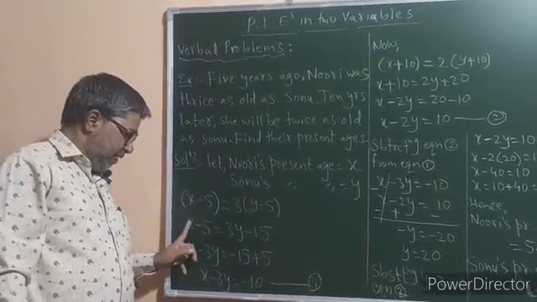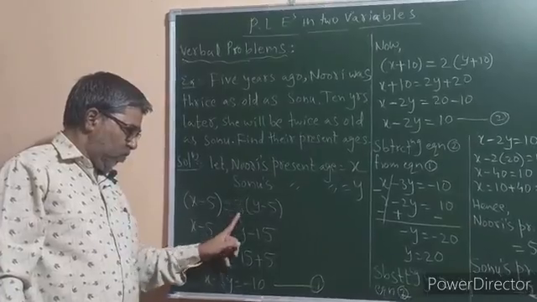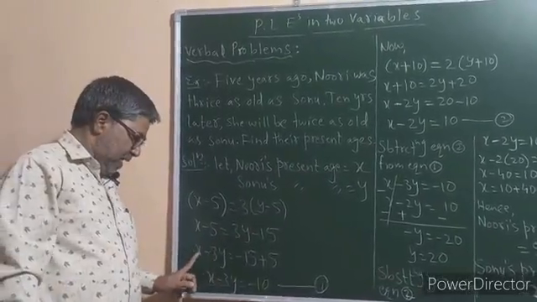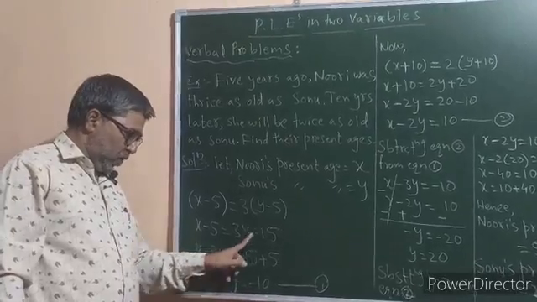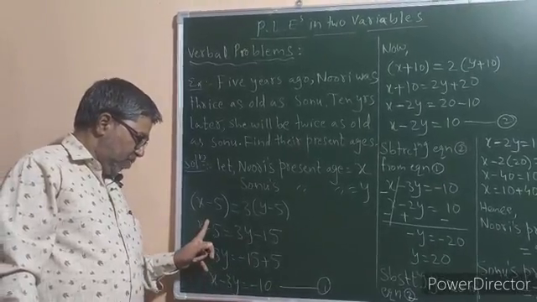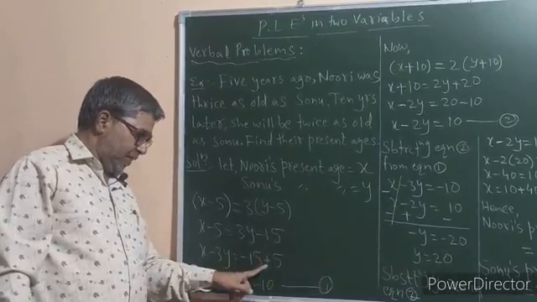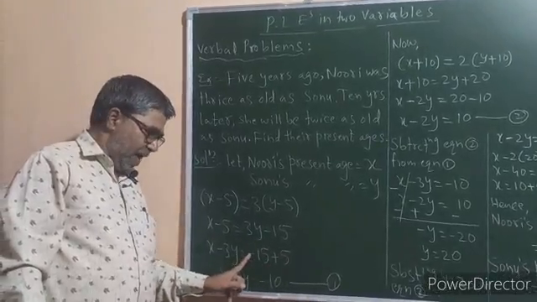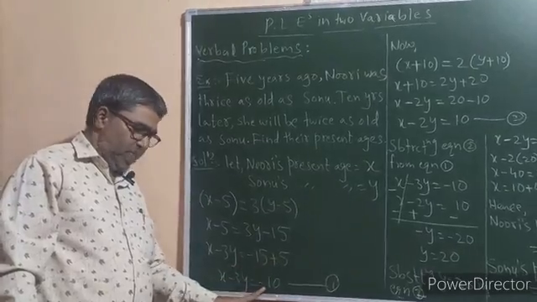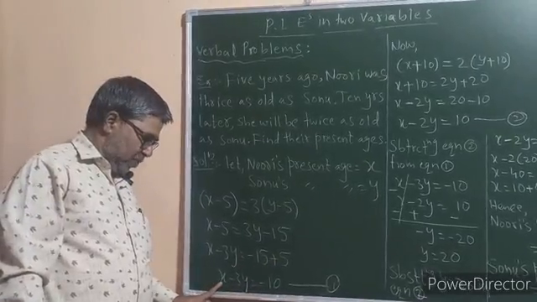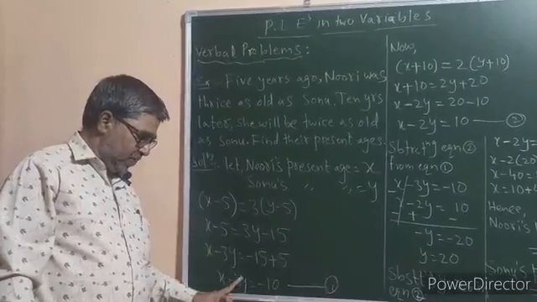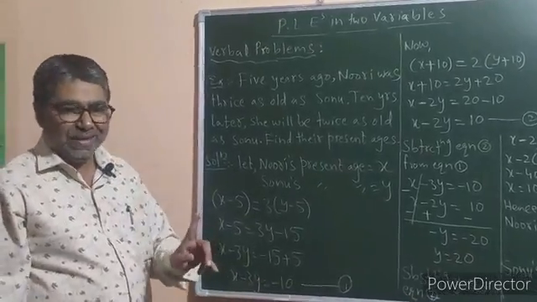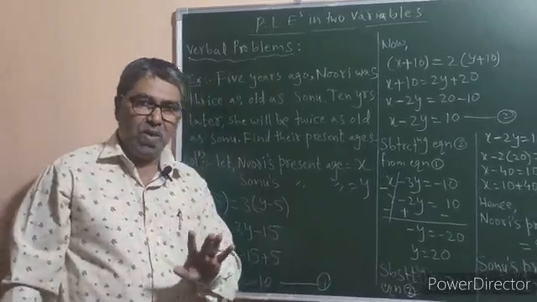Now simplify this. x minus 5 is equal to 3y minus 15. x minus 3y is equal to minus 15, and minus 5 shifted to RHS will give plus 5. Minus 15 plus 5 will be minus 10. Hence the first equation will be x minus 3y is equal to minus 10. Call this as equation number 1.